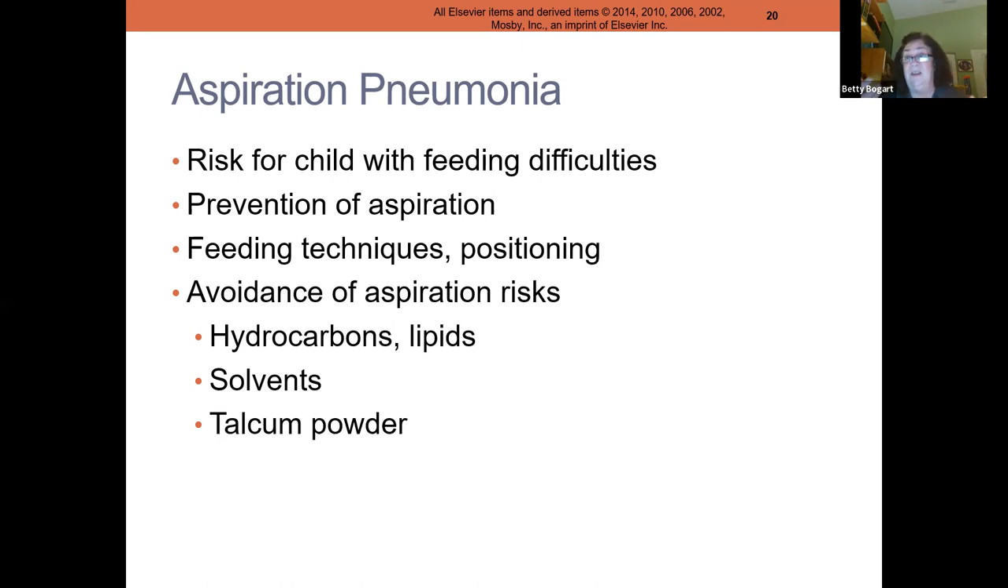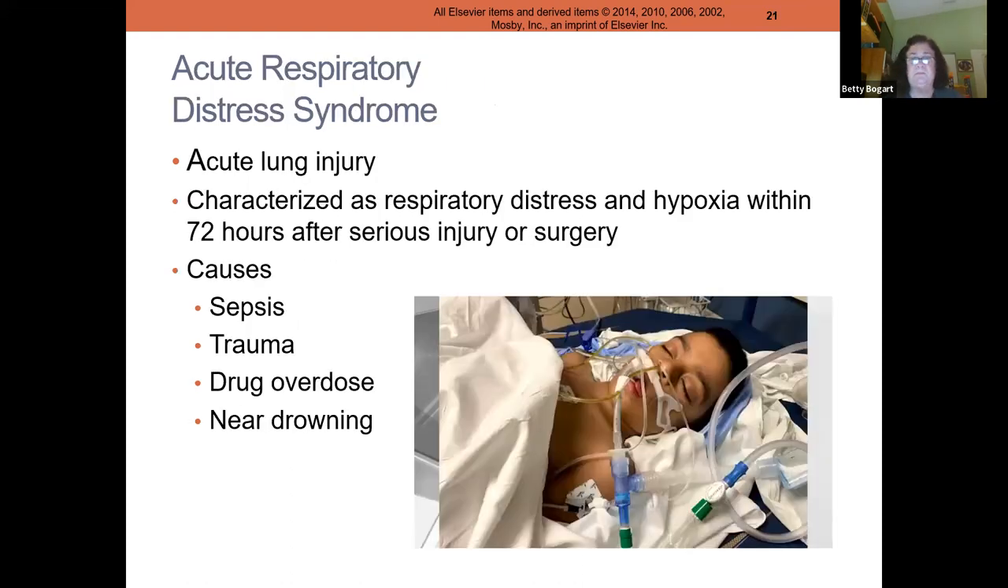They don't digest it because of that immature GI tract, but it helps thicken the food and keep it down. Teach parents how to burp children and not to overfeed them. Having them sit up after feeding can help prevent aspiration pneumonia. And of course, when you're using really bad cleaning materials, keep the kid out of the bathroom when you have bleach in the tub or the shower, because if you inhale it, it hurts. Children's lungs are a little bit more tender.